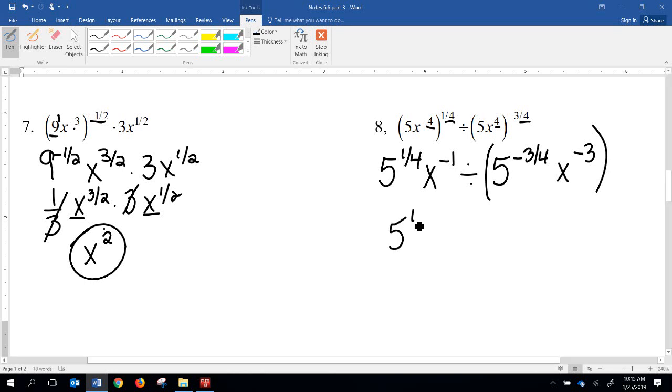We would have 5 to the 1/4, x to the -1, divided by 5 to the -3/4, x to the -3. We'll do that step and now finish it.